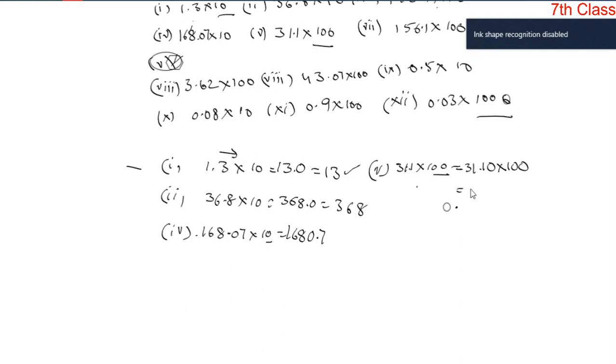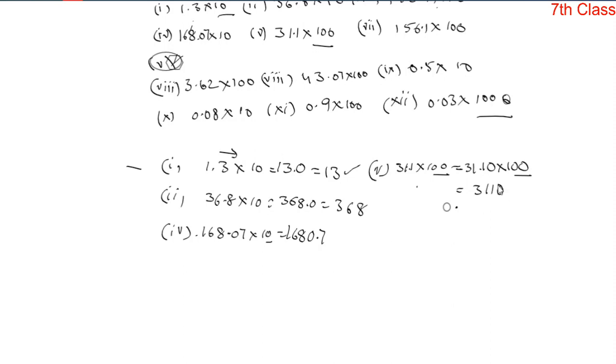So, 31.10 into 100 means here 2 zeros are there. Now, count 2 digits: 1, 2. So, you have to keep the decimal point after this 0. That means 3110 point, which is equal to 3110. So, next.